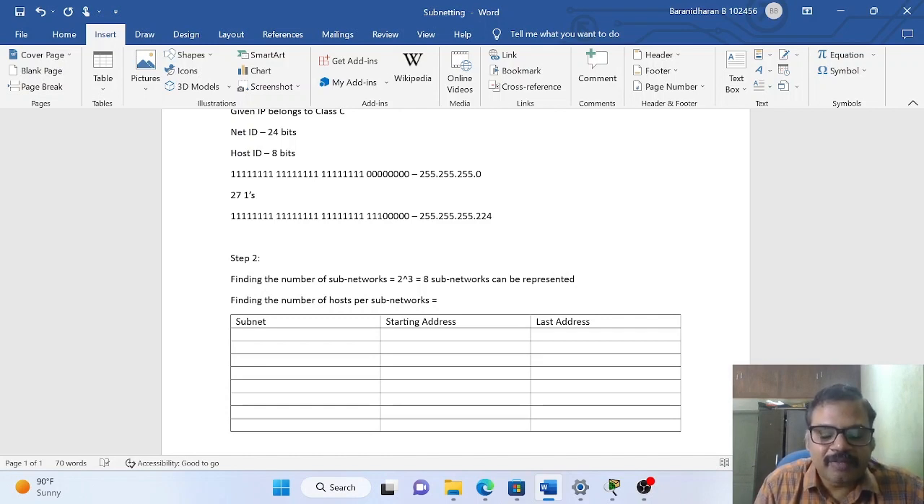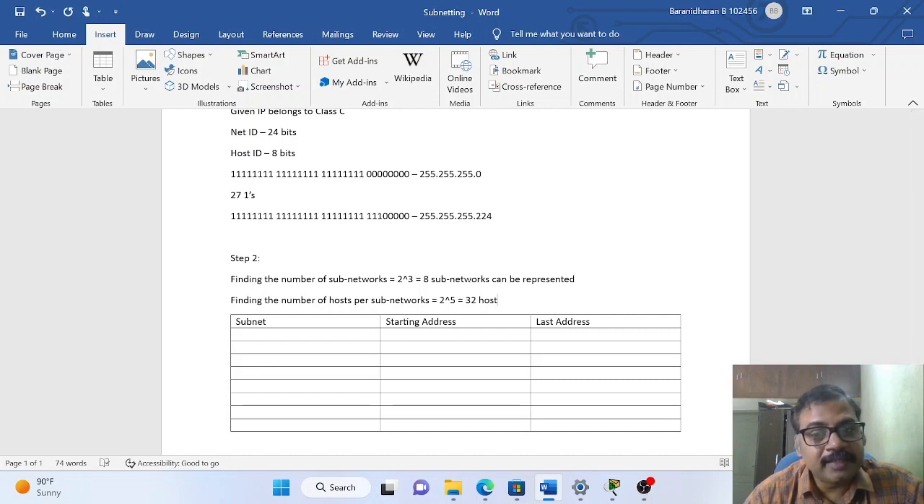And finding the number of hosts. 32 is the entire length of the IP address. 32 minus 27, since 27 bits now become a part of the net ID. So 32 minus 27, the number is 5. So 2 power 5 is equal to 32 hosts. So 32 computers, 32 IP addresses will be part of each subnetwork. So this calculation we have to do, and this is step 2.